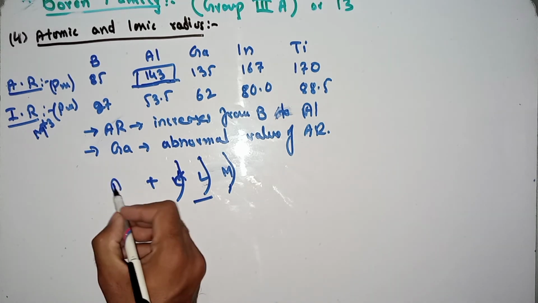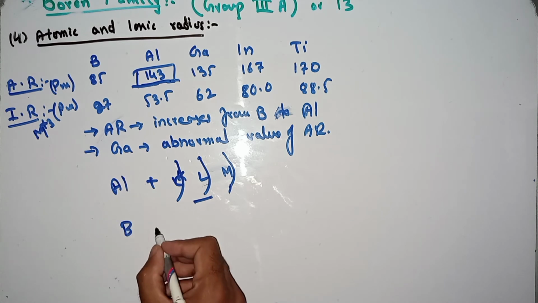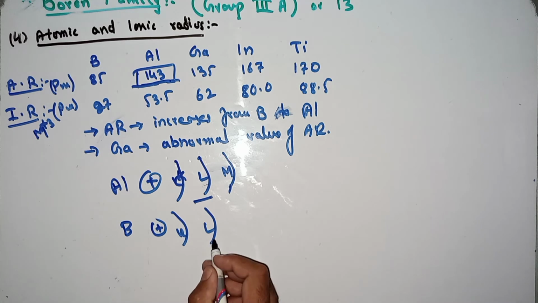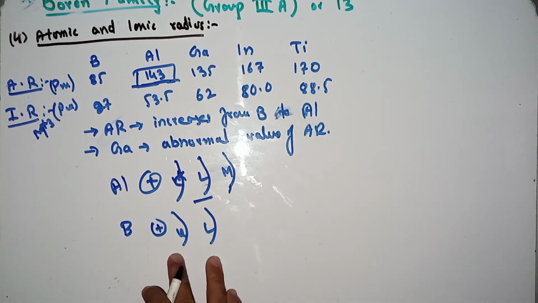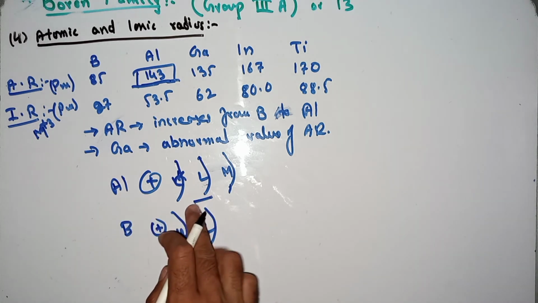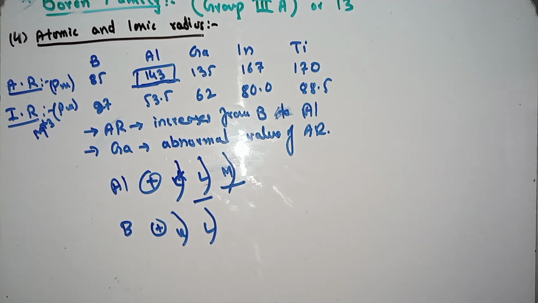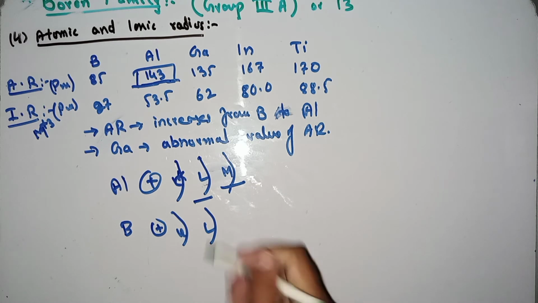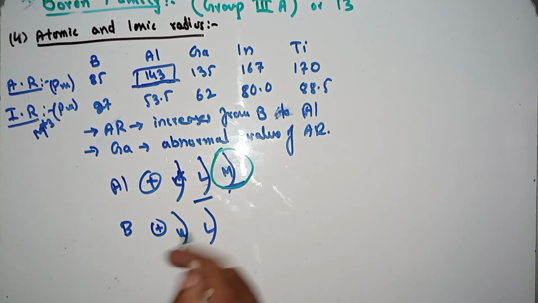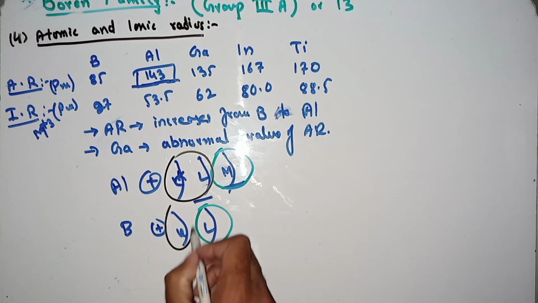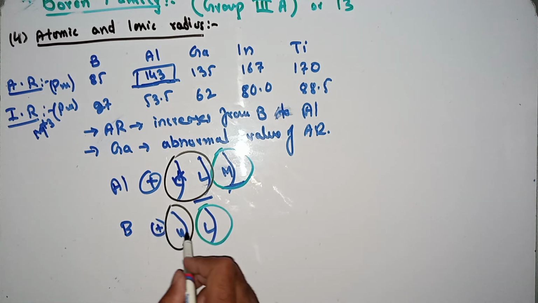This is for aluminium, while this is for boron. This is the nucleus, this is the K shell, this is the L shell. For boron there are only 2 shells, while aluminium has 3 shells. The M shell is the valence shell in aluminium, while in boron the L shell is the valence shell. So the number of inner shells in aluminium is 2, while in boron it is 1.